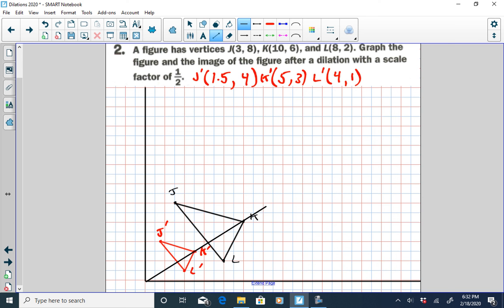Let's look at K and K prime. Once again, I take my ruler and I can see that both K and K prime are on a segment. Each of those corresponding vertices are on a segment that passes from the origin. And look at L and L prime. Once again, L and L prime are on a segment from the origin. So I know that is a dilation. There's a scale factor of 1/2, and we have a reduction. Make sure to use your prime notation to denote the original and the image.